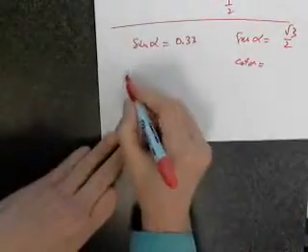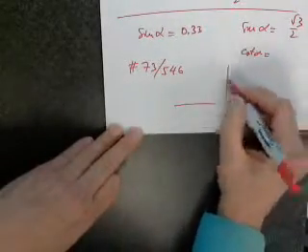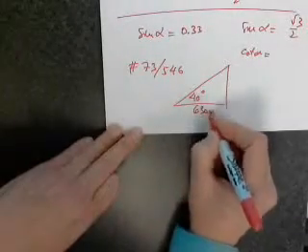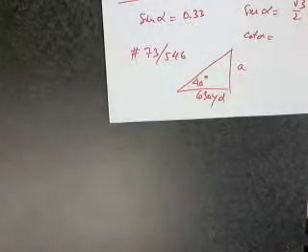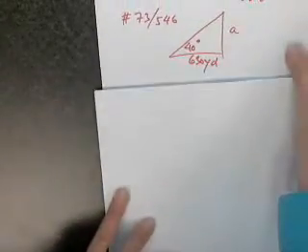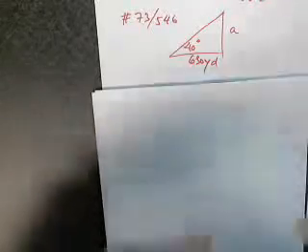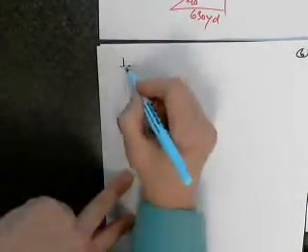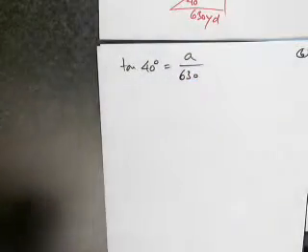So here's the picture. This is problem 73 on page 546. We have 40 degrees, we have 630 yards, and this is what we're asked to determine. How will you approach this? This is an important problem, way more than the other ones. It would be tangent of 40 degrees. Exactly, equals A over 630. Tangent 40 degrees equals A divided by 630.